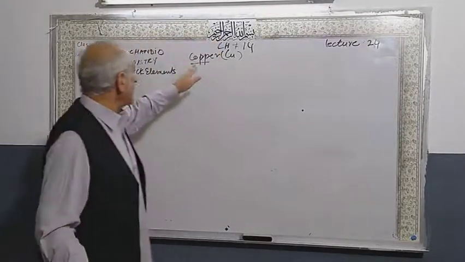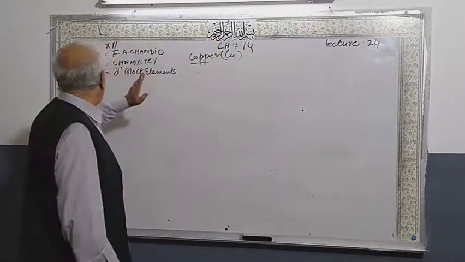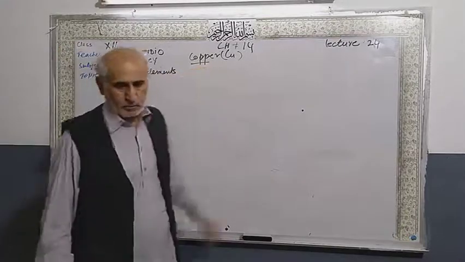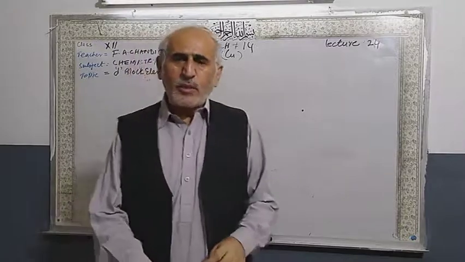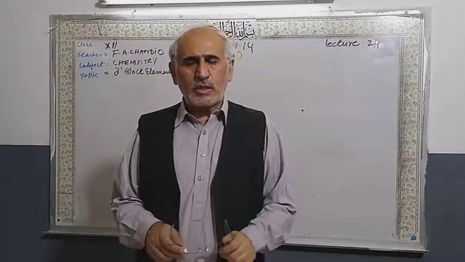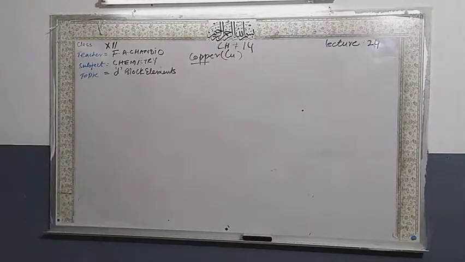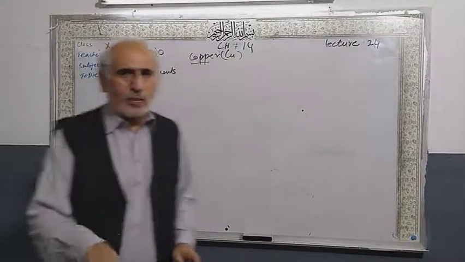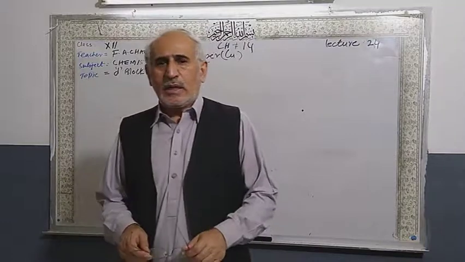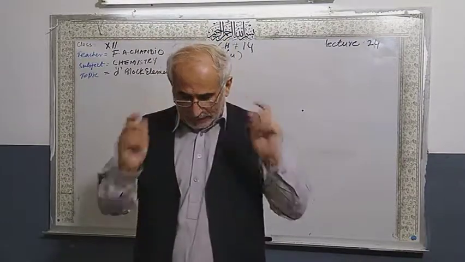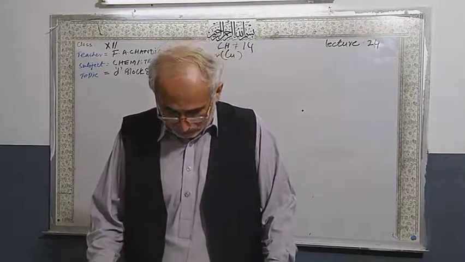We are discussing chapter number 14, d-block elements, and the topic is copper. Copper is a very important transition metal with many uses in our daily life. It is a pinkish red color and an excellent conductor of electric current. Very important metal in our daily life.